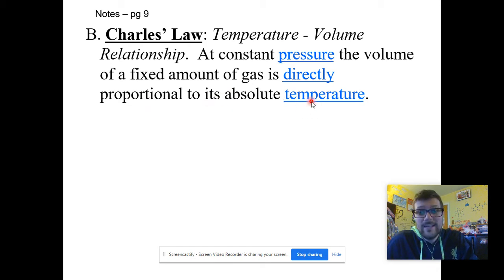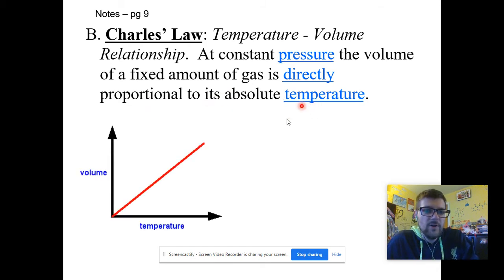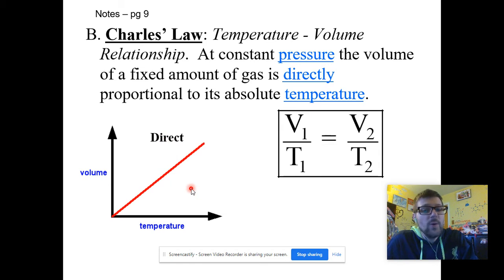In other words, if you heat a gas, it expands, it takes up more volume, right? So here's your graph, volume and temperature. It's a direct relationship. As one goes up, the other goes up. We can write that mathematically like this: V1 over T1 equals V2 over T2.